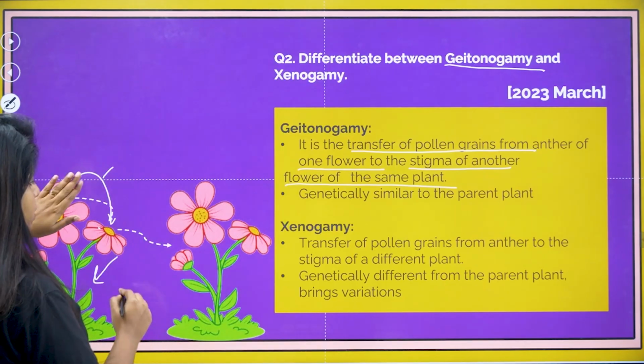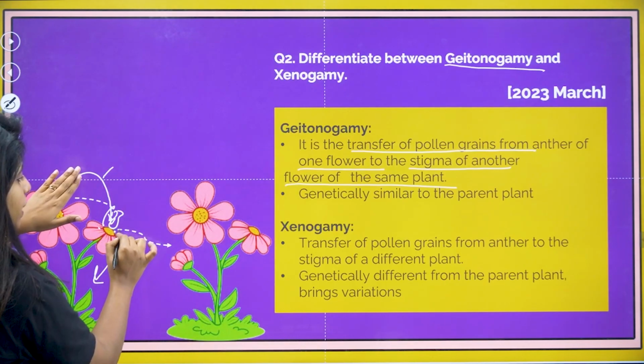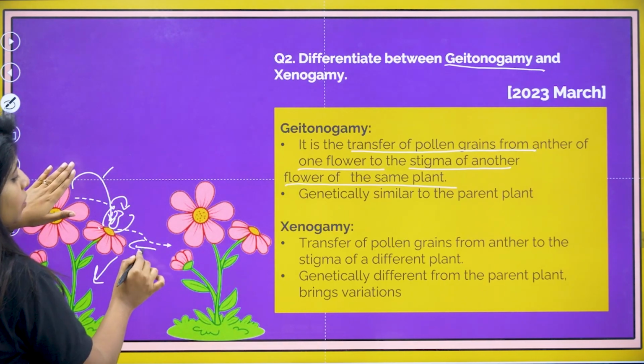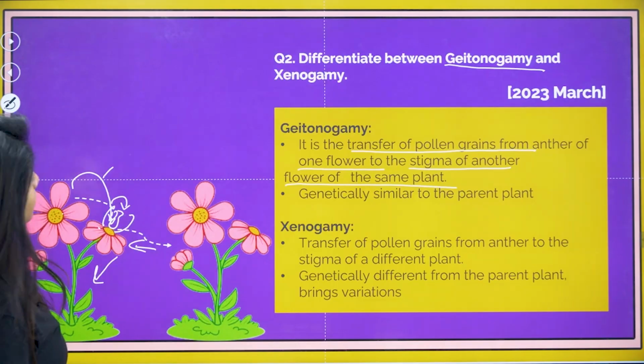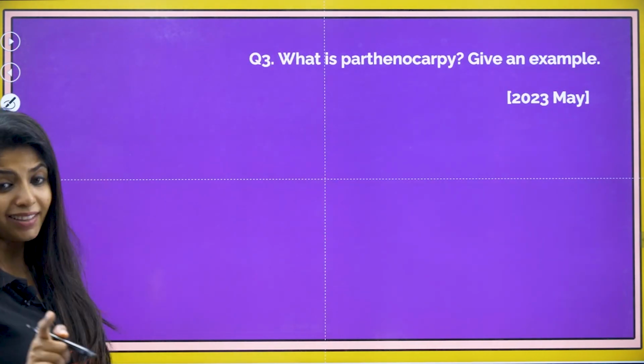Now autogamy means, suppose this is a flower, it has both the female and the male part. From here to here it is happening within the same flower, it is known as autogamy. Fine. And that is known as self-pollination.